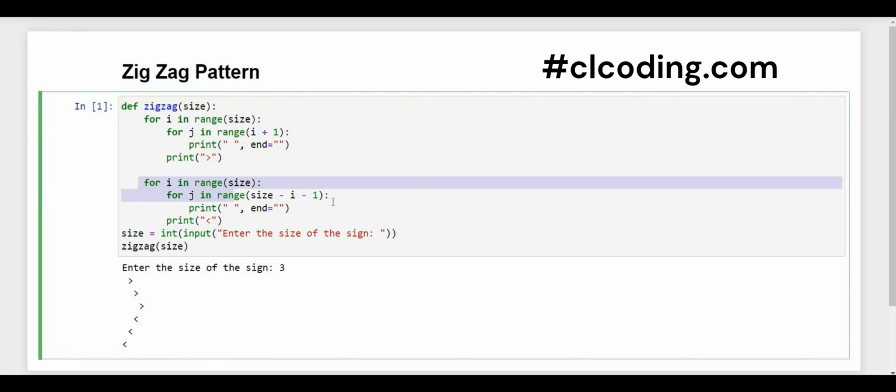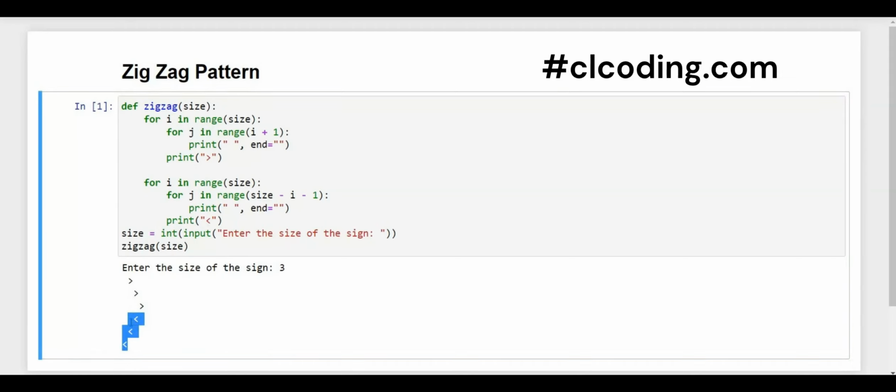Now again, for the smaller than symbol, we are using this. So for the rows we are using for i in range, giving the parameter size. And then for the columns, for z in range, and this time we have to give the column in this way, that we want to start our column from here and then finish it at the first place. So for that we are doing size, then subtracting i, and then subtracting 1. Then for the spaces we are using the print function, printing a space with a blank end, and then we are printing the smaller than symbol.